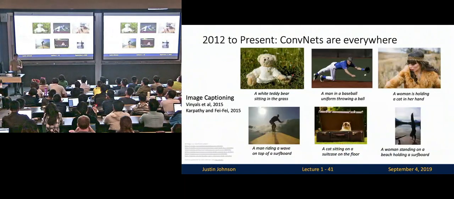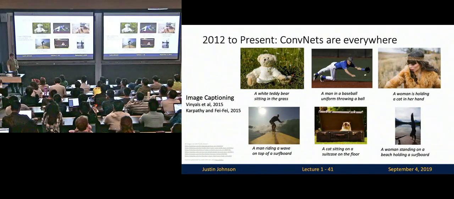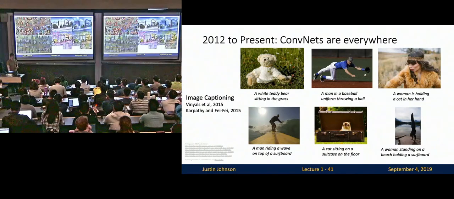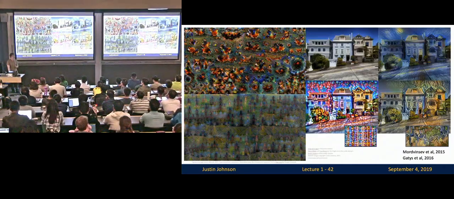ConvNets are getting used for all kinds of fun tasks like image captioning. We can build systems that can write natural language descriptions about images. These are using convolutional networks. We can use convolutional networks for generating art. So we can make all these kind of psychedelic portraits, again, using convolutional neural networks.